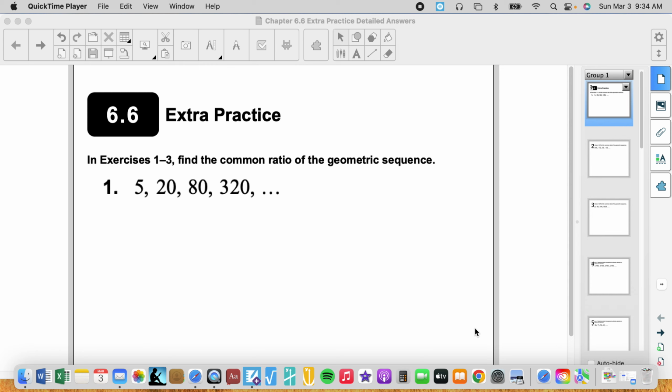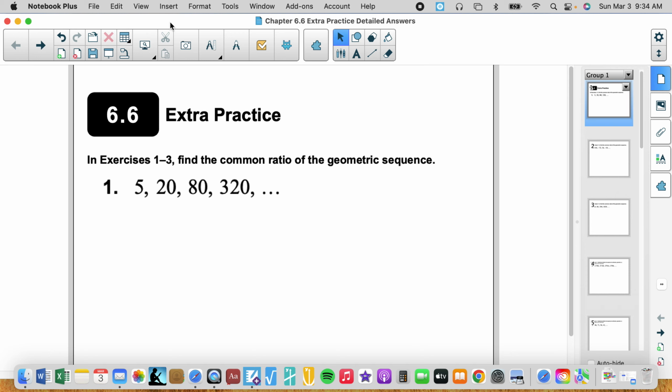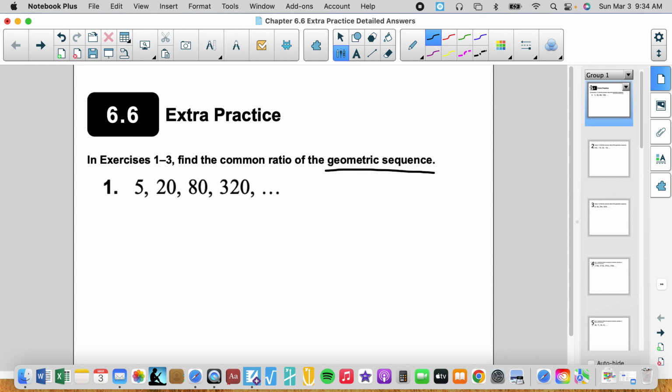This is Big Ideas, Algebra 1, Chapter 6.6. We are dealing with geometric sequences, which are similar to arithmetic sequences. Arithmetic is adding a common difference to each of the terms to get the next one. Geometric is multiplying or dividing; division is a form of multiplication. So multiplying by a common number to get your next term.